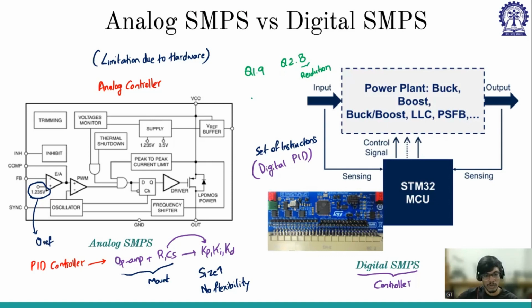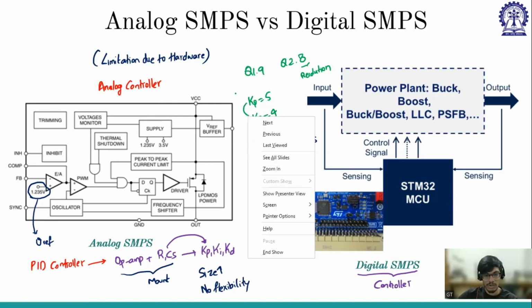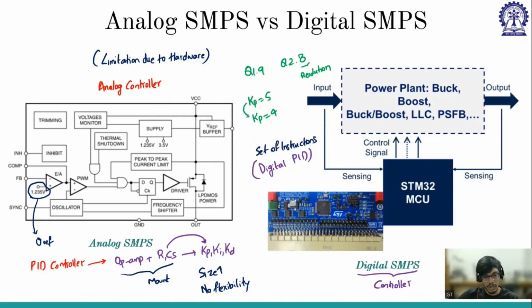Say I have chosen KP equal to 5, and now I want KP equal to 4. What will I do? I'll change the value, run the Verilog code and it will be implemented. I don't have to change any R value, C value, or mount anything differently. I only have to change my code, run it again and burn the code into the FPGA, and now it will become KP equal to 4. So all these flexibilities are there.